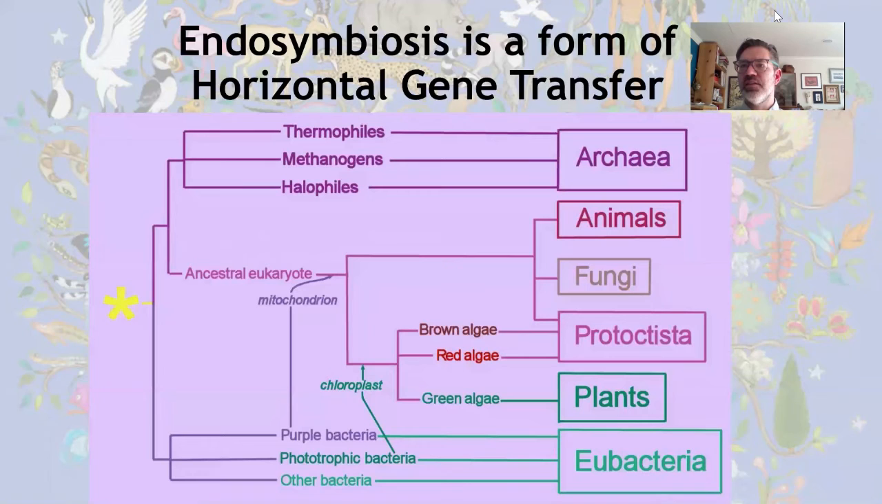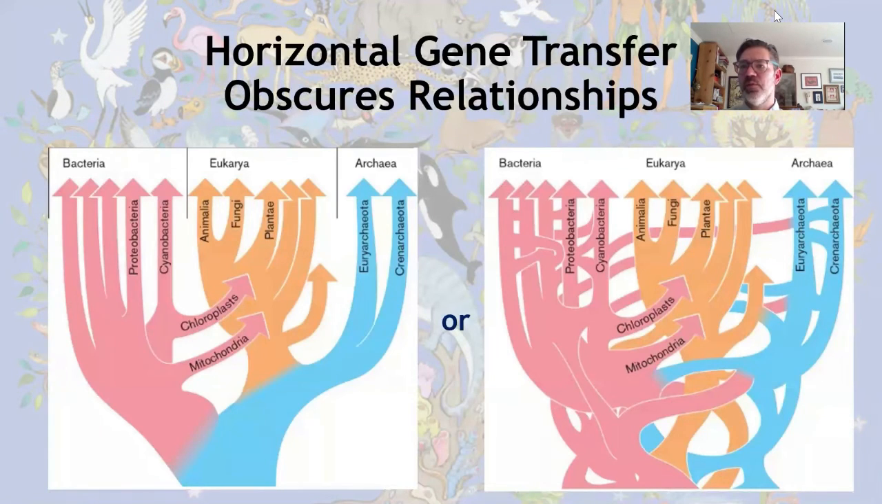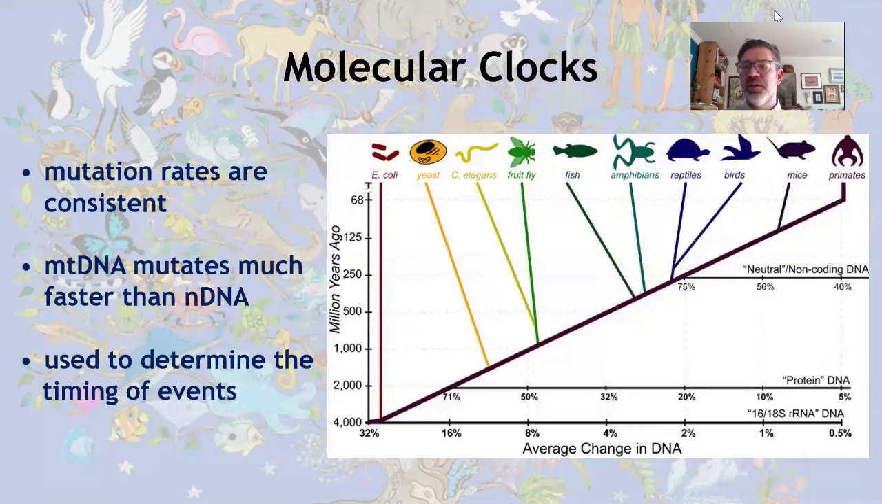We can think of this endosymbiosis as a form of horizontal gene transfer, which, by the way, is a bit of a problem for evolutionary biologists. Like convergence, it obscures relationships. Some worry that it is so common that to understand the history of life, we need to untangle a serious mess. Luckily, data suggests it isn't that bad.